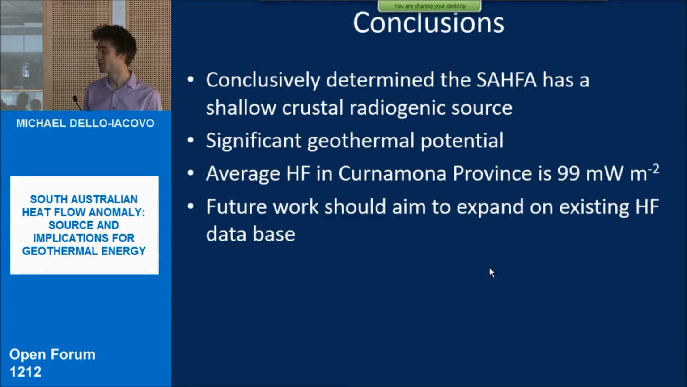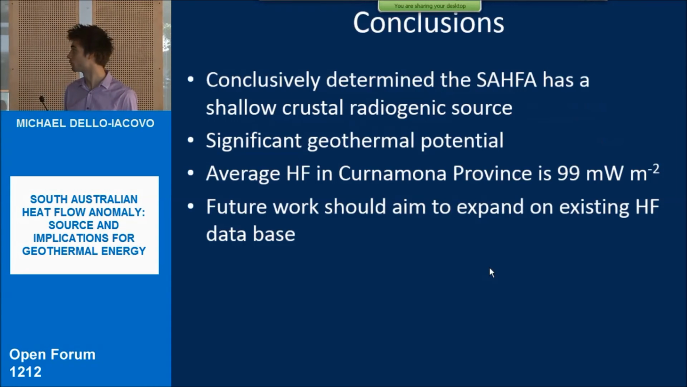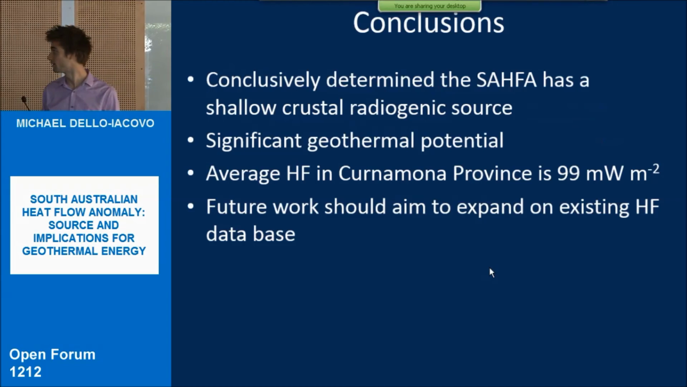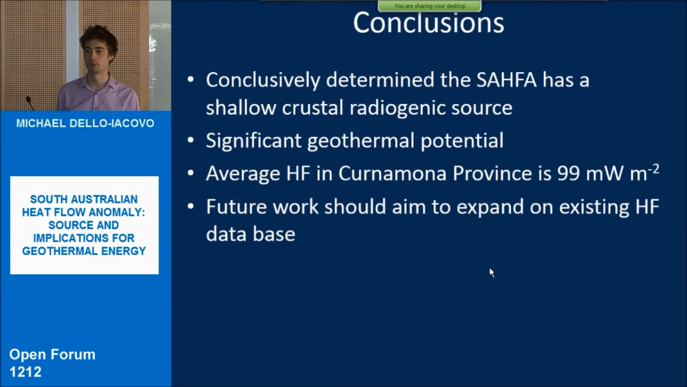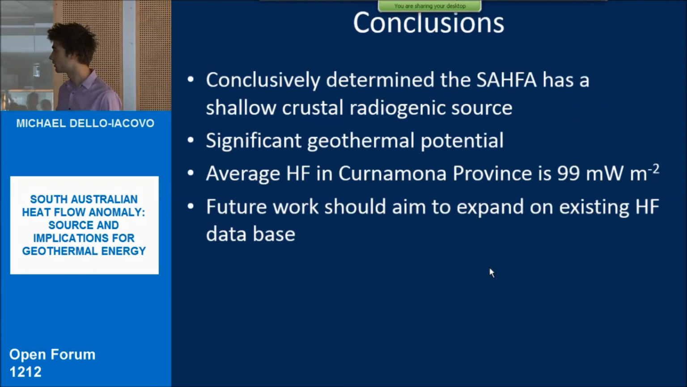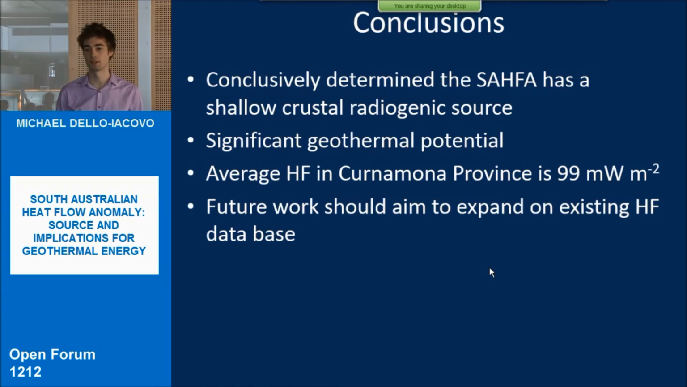So in conclusion, we've conclusively determined the SAFA is primarily a shallow crustal radiogenic source. We've shown significant geothermal potential in the area. The average heat flow in the Konomoto province is 99 milliwatts per metre squared. That's extremely high for a Proterozoic terrain. And whilst we've expanded the heat flow database, there's still huge areas across Australia where we have just no idea what the heat flow looks like.